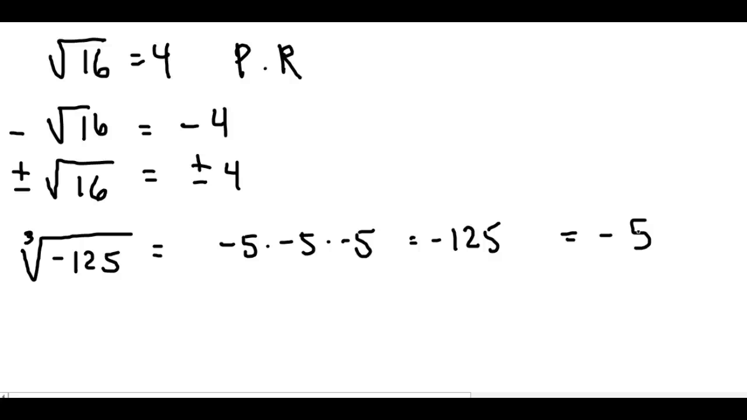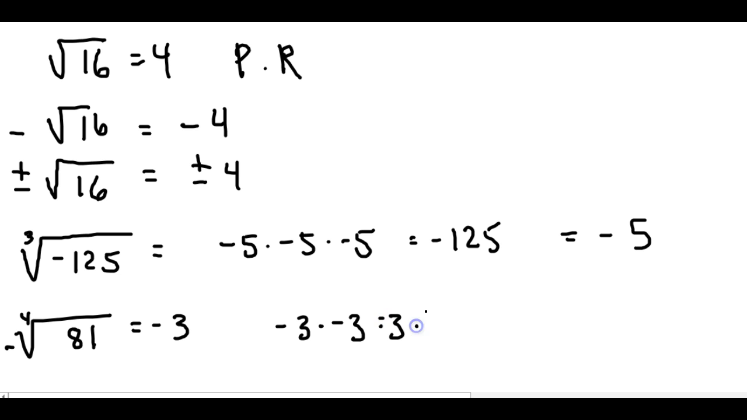Okay. And then the last one we have is the negative fourth root of 81 equals negative 3. So what this is saying, because the negative's on the outside, indicates the opposite of the principal fourth root of 81. So basically it's saying negative 3 times negative 3 times negative 3 times negative 3.